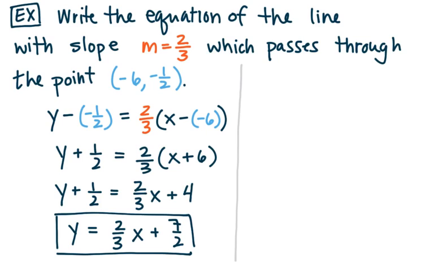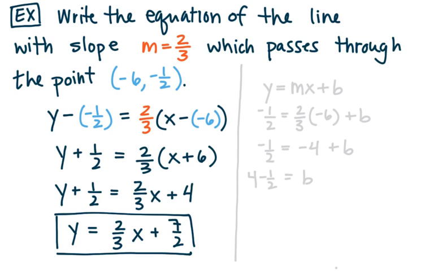the question. So if we did it that way, y equals mx plus b, well, I have a y, -1/2. I have an m, 2/3. My x value is -6 plus b. So -1/2 equals -12/3 or -4 plus b. I'll add that 4 over. 4 minus 1/2 equals b, which gives us that b is 7/2.